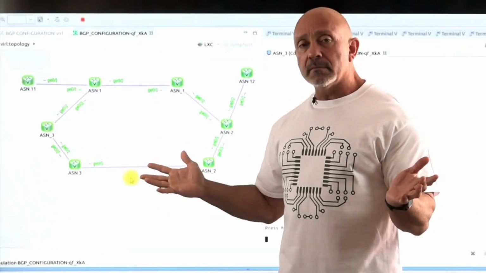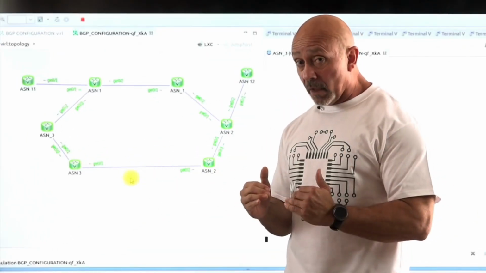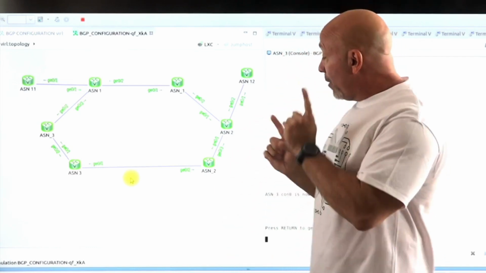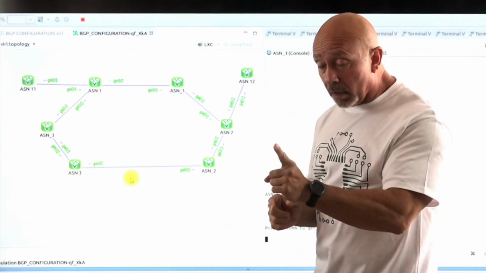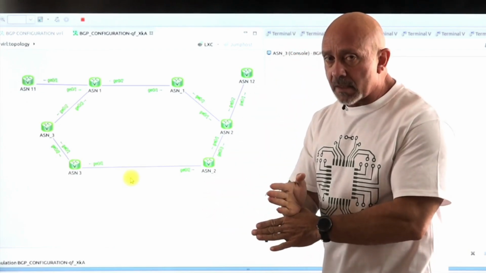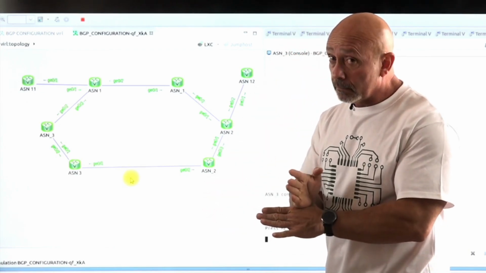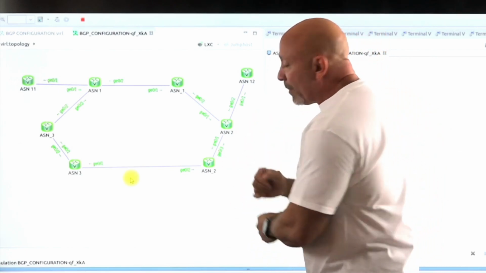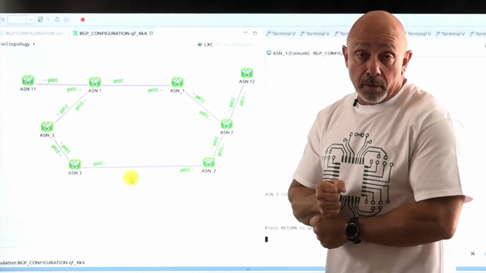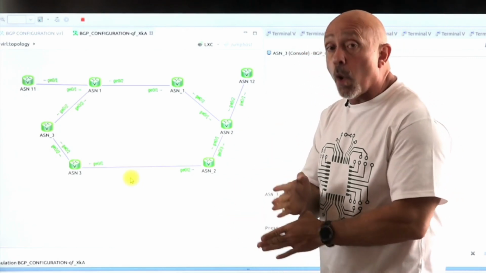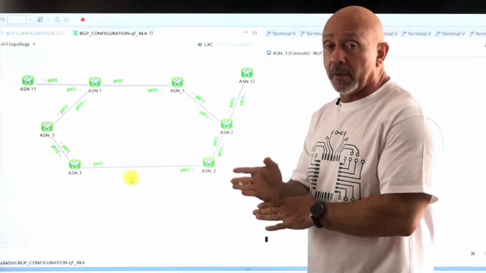Okay, that wasn't bad. We had to take our time though, because we were going from eBGP to iBGP. And remember, eBGP must use the IP addresses on the physical interface. Okay, must. iBGP, you can use both. You can use either the IP address on the physical interface or you can use the loopback address.